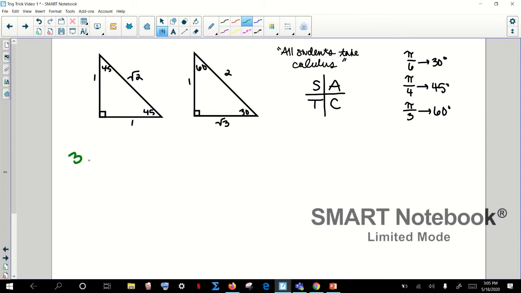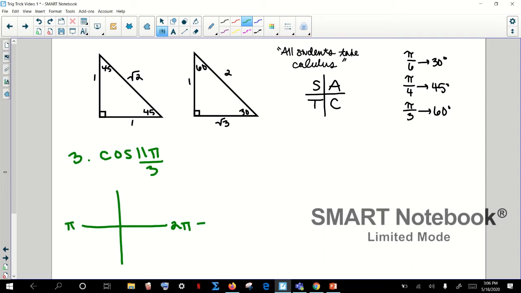Let's do another example. Again, I want to get a little bit more challenging so that you're prepared for your quiz. Let's do the cosine of 11 pi over 3. Again, my first step is to determine where my angle is. 180 degrees is pi, 360 degrees is 2 pi.